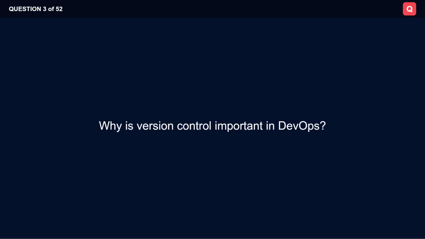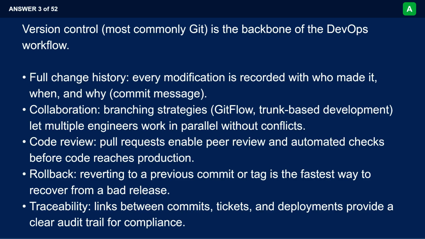Why is version control important in DevOps? Version control, most commonly Git, is the backbone of the DevOps workflow. Full change history: every modification is recorded with who made it, when, and why (commit message). Collaboration: branching strategies, Git flow, and trunk-based development let multiple engineers work in parallel without conflicts.